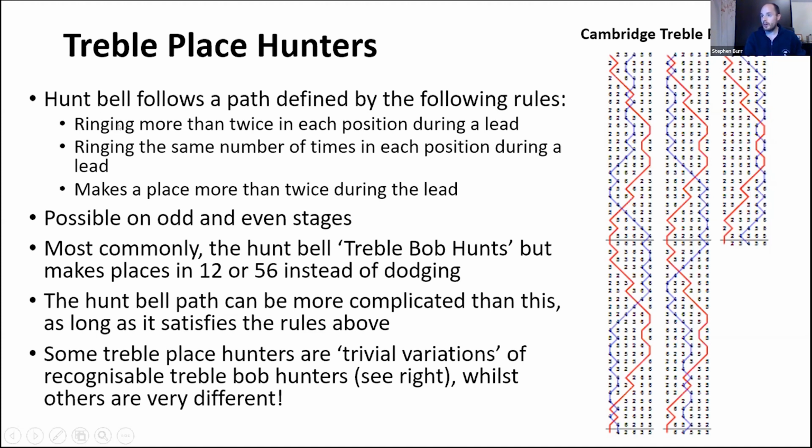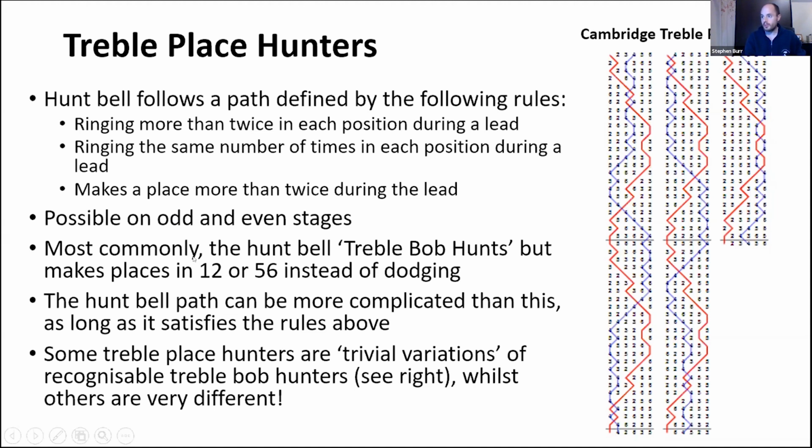So the hunt bell rings more than twice in each position during a lead. So that differentiates it from a plain hunter. But it has to ring the same number of times in each position throughout the lead. These can happen on both odd and even stages. Whereas treble dodging methods, we had to have them on even stages due to this restriction of not making more than two places during the lead, we can now have these on odd and even stages.